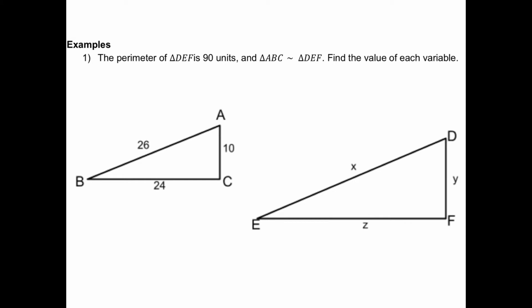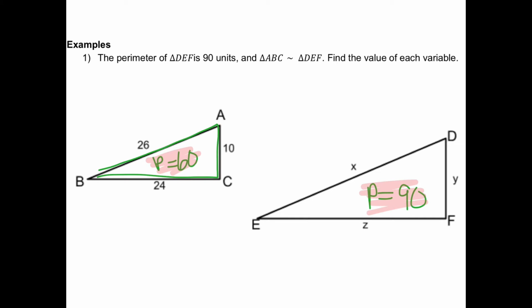This says the perimeter of DEF is 90 units, but that ABC is similar to DEF, so we can find the value of each variable by setting up a proportion with their perimeters. Knowing the side length for each side in triangle ABC, I have determined that the perimeter of that triangle is 60. So now we have two sets of matching corresponding information, their perimeters.